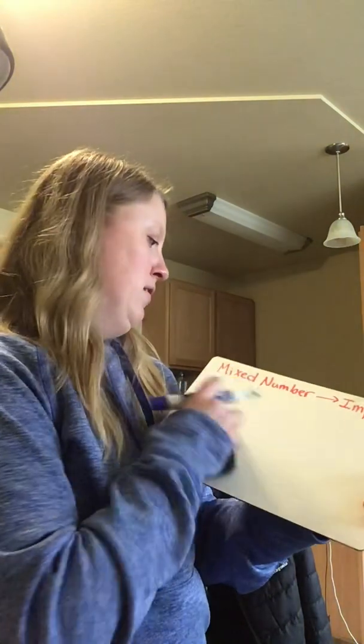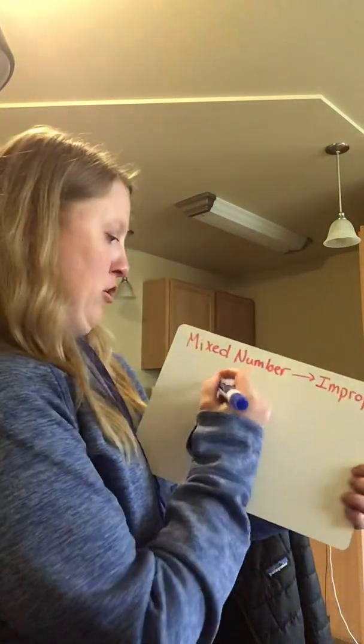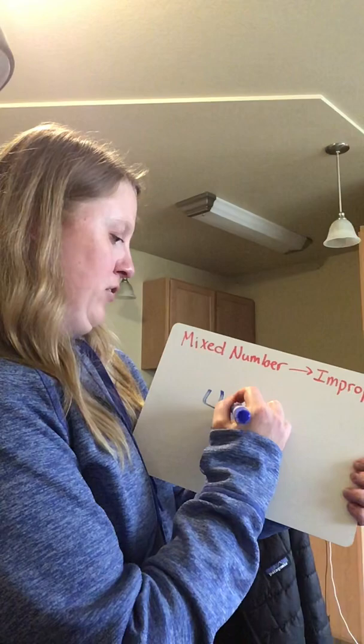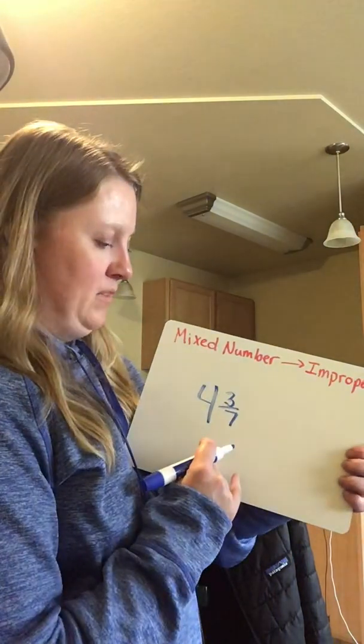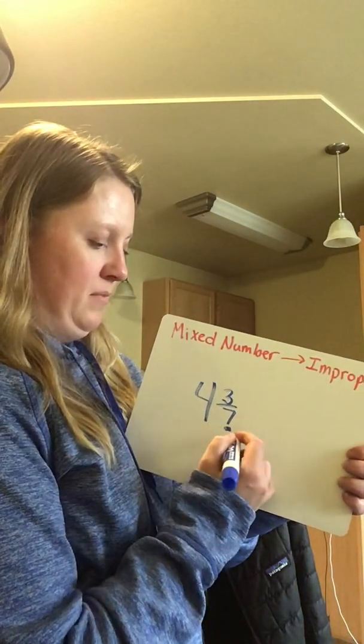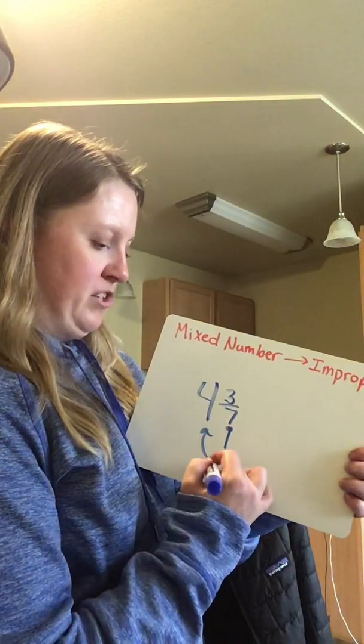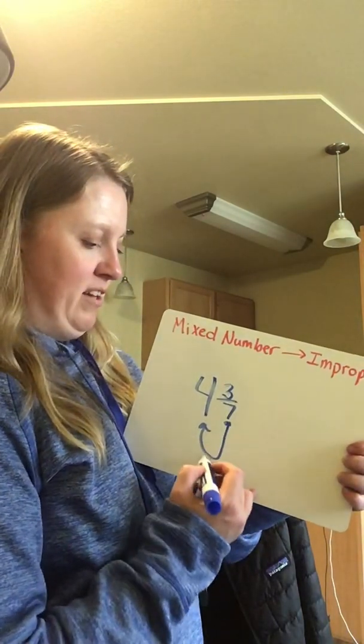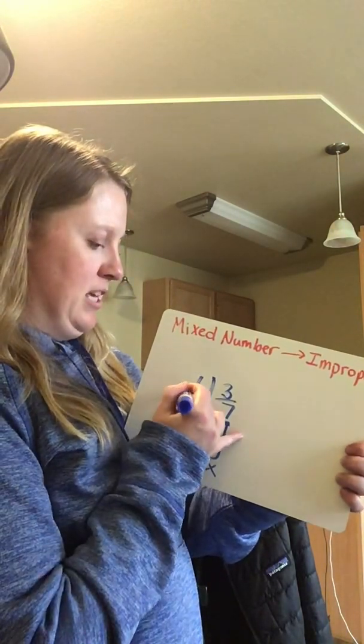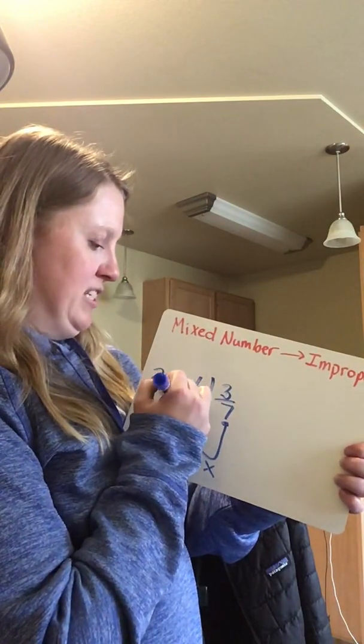Okay, let's do one more. So 4 3/7, how about? Start at your denominator. Arrow, first operation is to multiply. 7 times 4 equals 28.